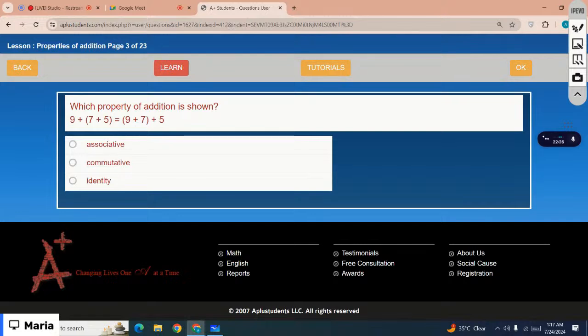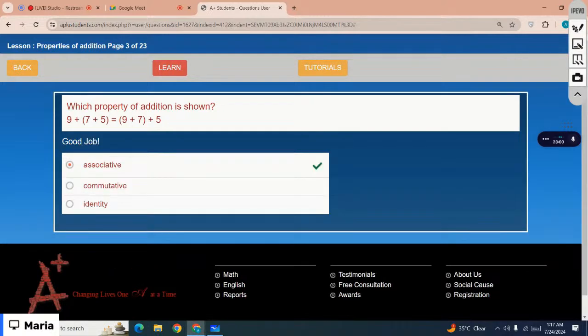Which property of addition is shown? 9 plus 7 plus 5 equals 9 plus 7 plus 5, which is the correct option? Associative property it is, right? On both sides three numbers are involved, just the order of addition is different. That is not commutative. For the commutative property, you have just two numbers on both sides. When you have three numbers, that is the associative property.